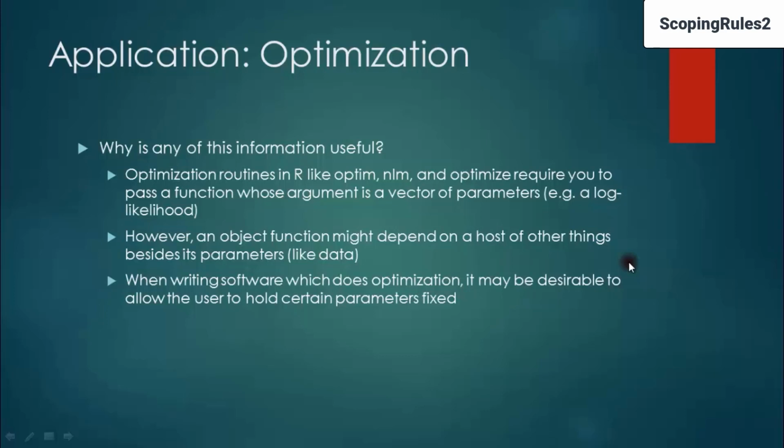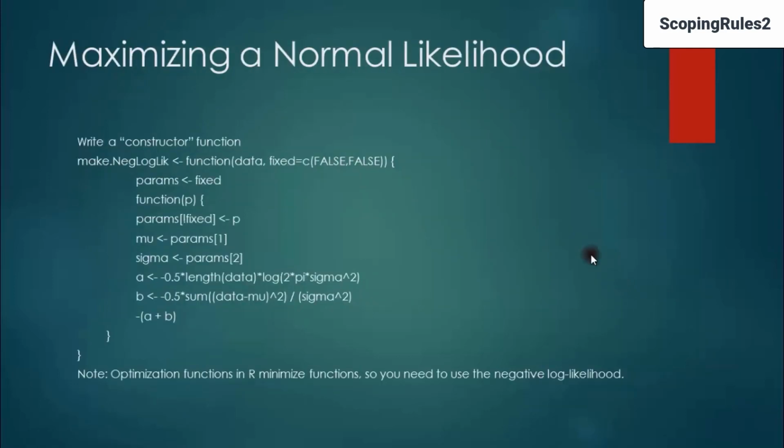However, an objective function might depend on a host of other things besides its parameters, like the data that it's using. So when writing software which does optimization, it may be desirable to allow the user to hold certain parameters fixed. This is one of the biggest areas where lexical scoping is used. These are examples for normal likelihood.